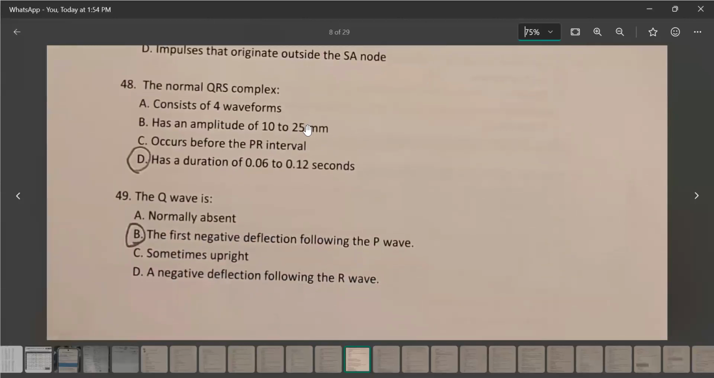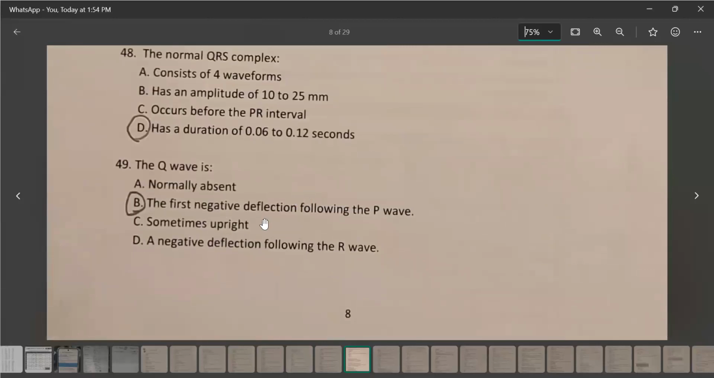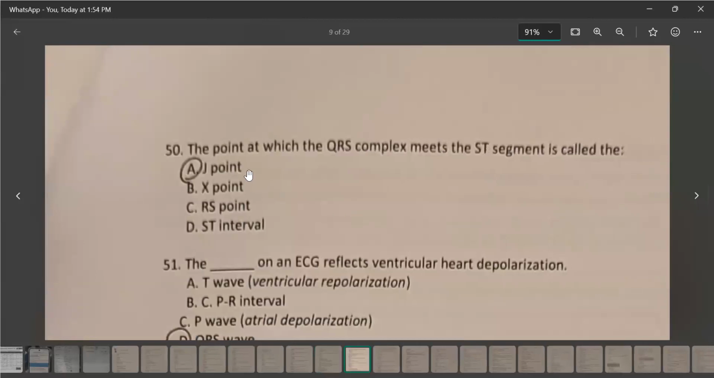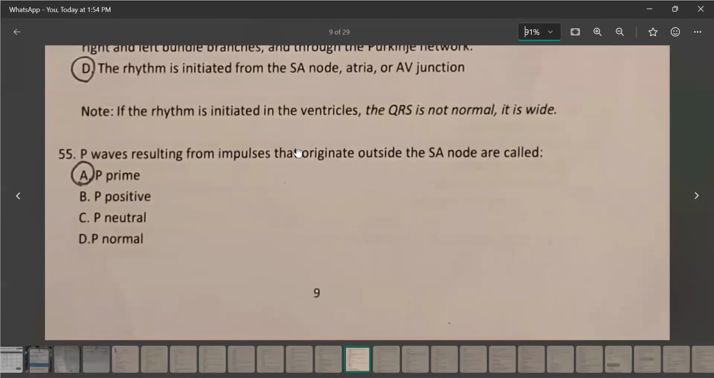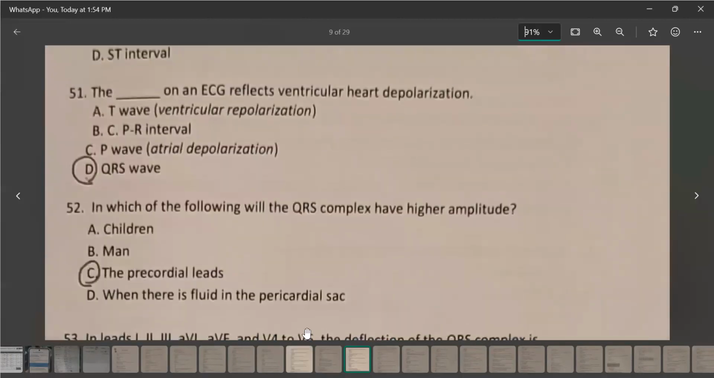48. The normal QRS complex has a duration of 0.06 to 0.12 seconds. The Q wave is the first negative deflection following the P wave. 50. The point at which the QRS complex meets the ST segment is called the J point. 51. The QRS wave on an ECG reflects ventricular heart depolarization.